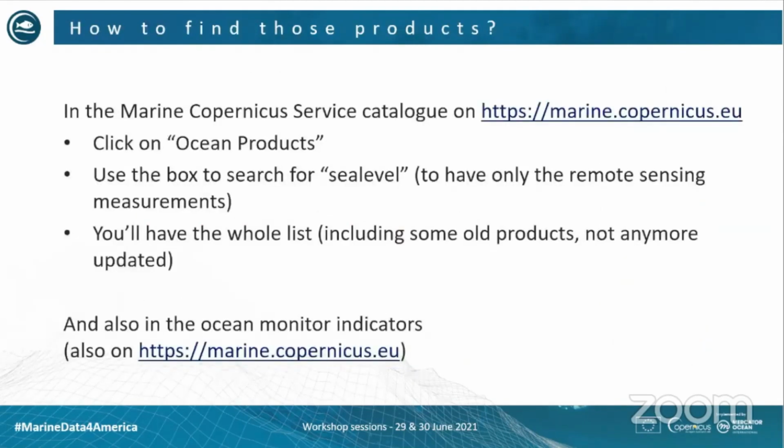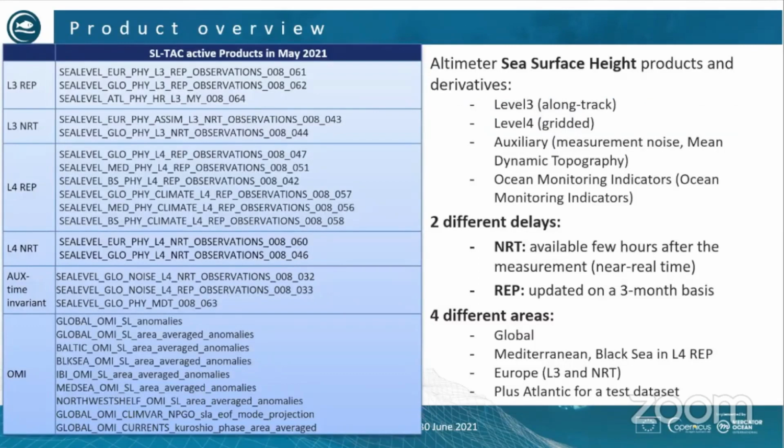To find those products in the Copernicus Marine Service catalog, if you click on Ocean Products, you can use the box to search for sea level without space, and then you'll have only the remote sensing measurements from the satellites. You also have the ocean monitoring indicators in the Copernicus catalog. So this is the full list of products available through the Sea Level Thematic Assembly Center.